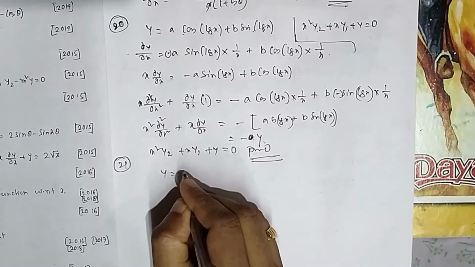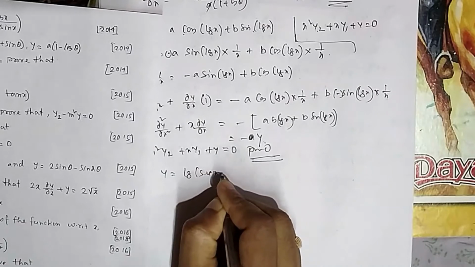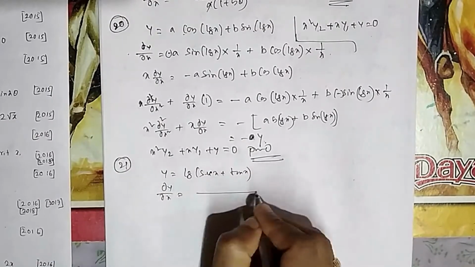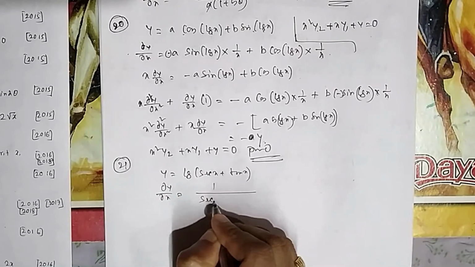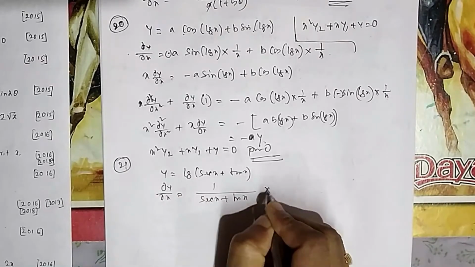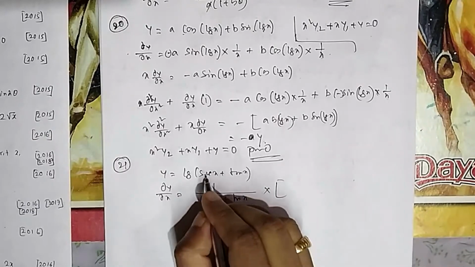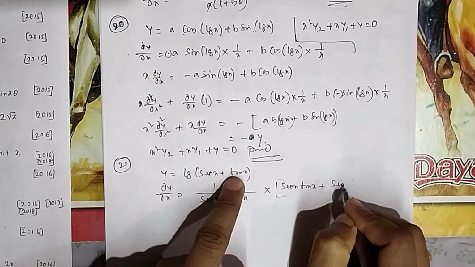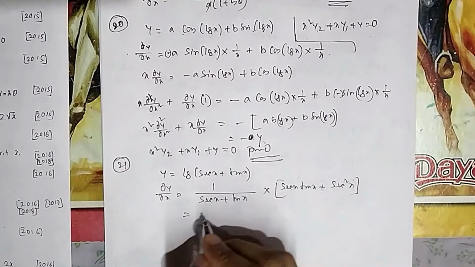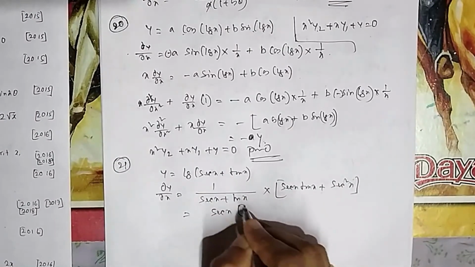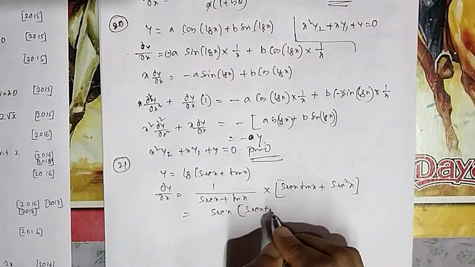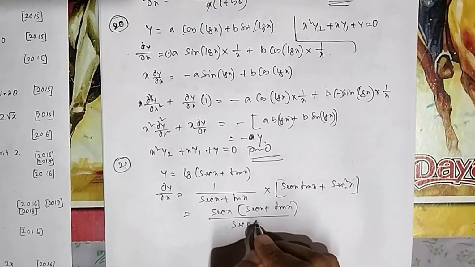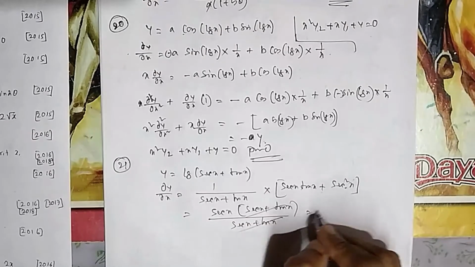Now if you come to question number 21, find dy dx of y is equal to this. So y is equal to log of sec x plus tan x. So what will be dy dx? First you do differentiation of log, that is 1 by that function. Then you do differentiation of inside, chain rule. So sec x is sec x into tan x and tan x is sec square x. If you take sec x common, it will be sec x times sec x plus tan x, and denominator also sec x plus tan x. So answer is sec x.